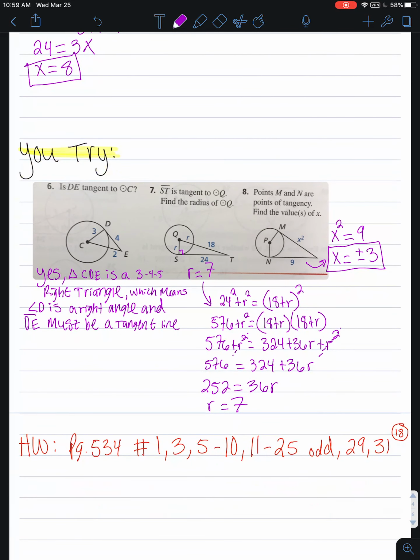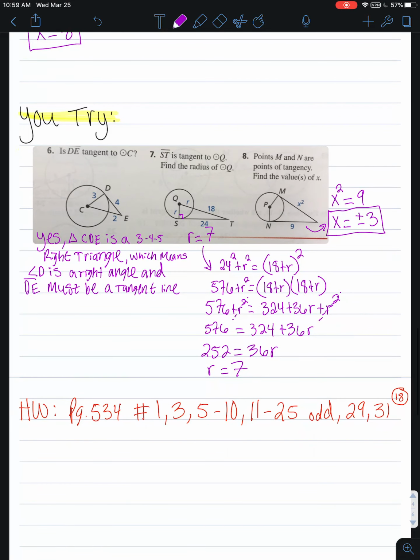Okay, now I've included a couple of additional examples here at the bottom, 6, 7, and 8. I've done the work here in purple, but I'd encourage you to take the problem and work it out yourself and see if you get the same answers that I got, just to confirm that you're understanding what's happening.